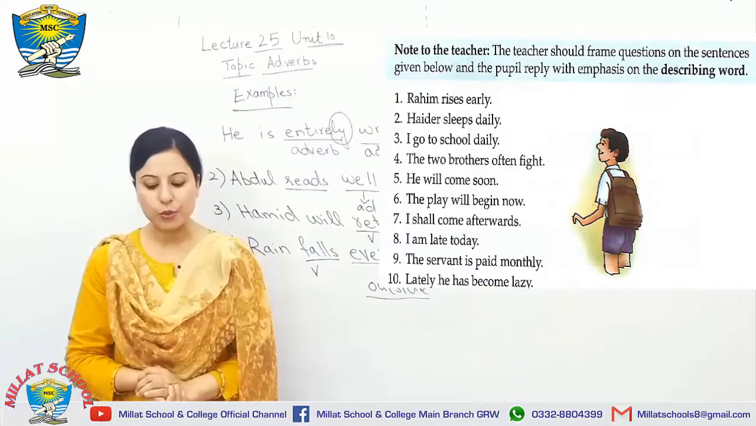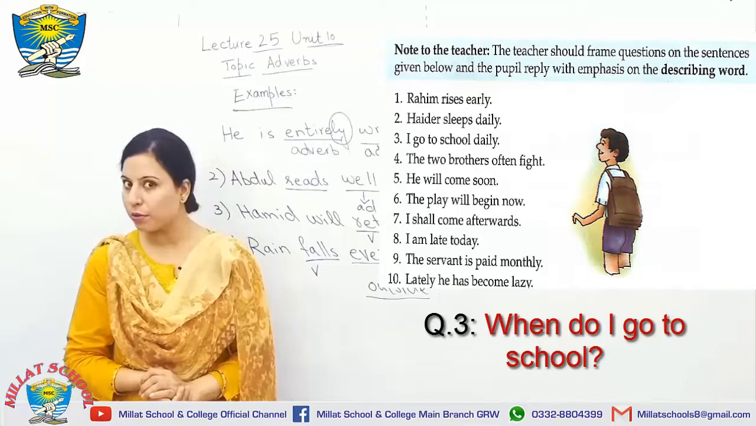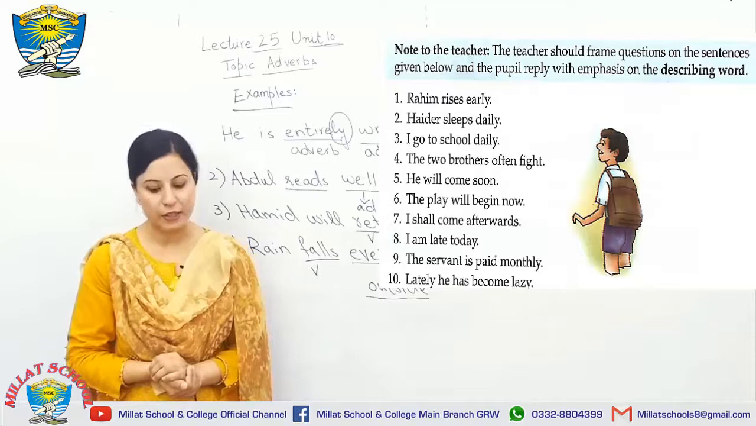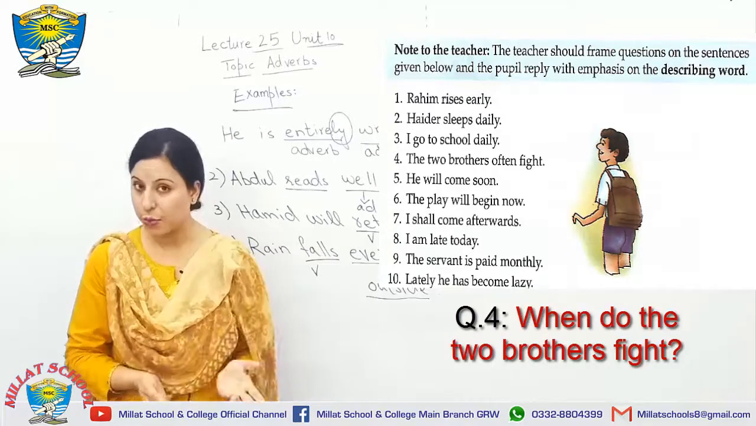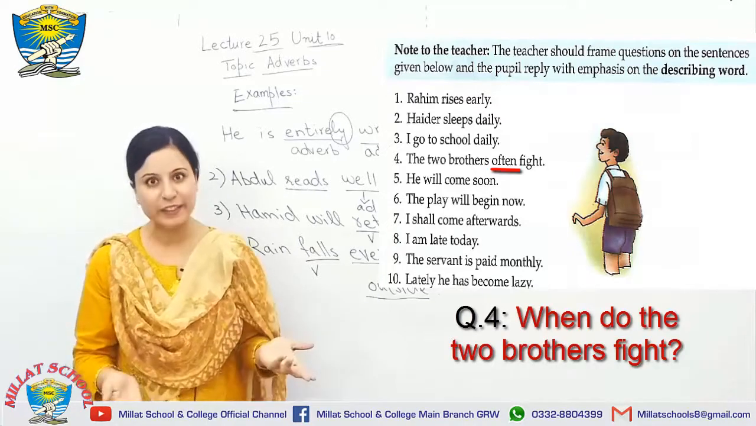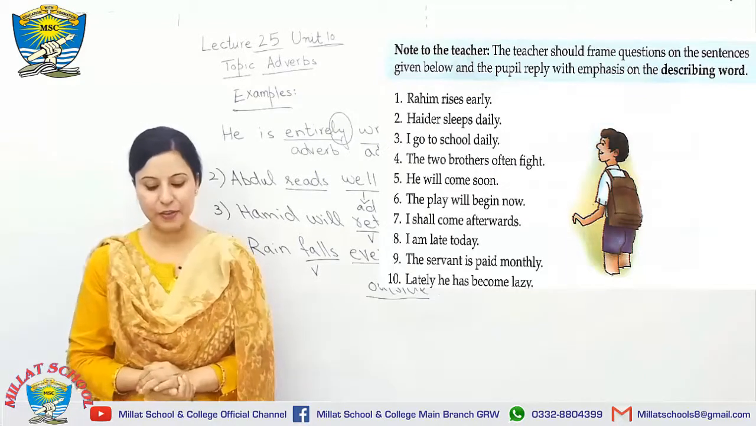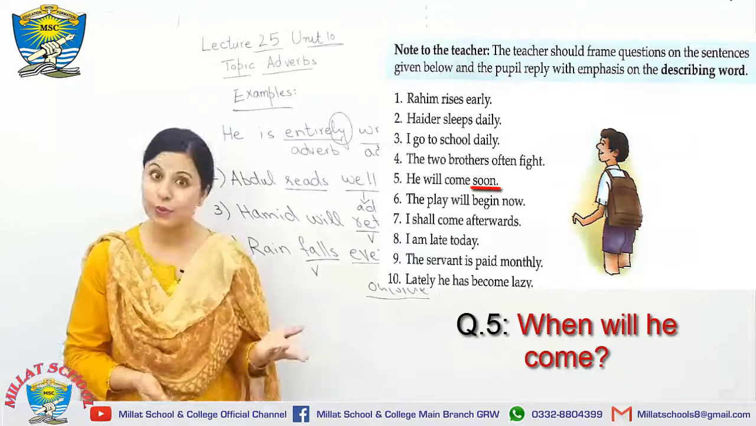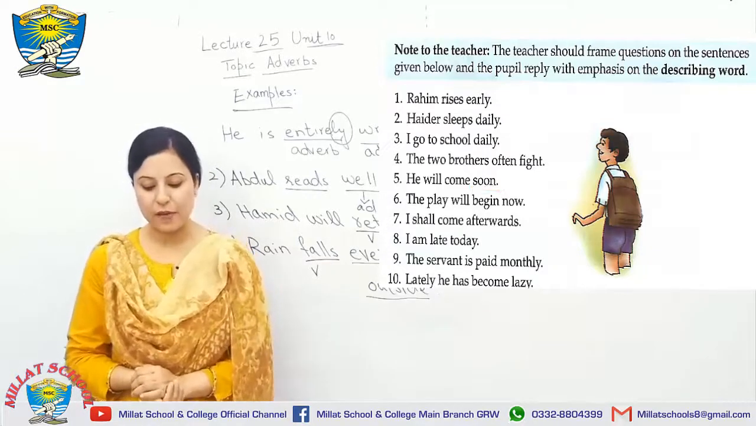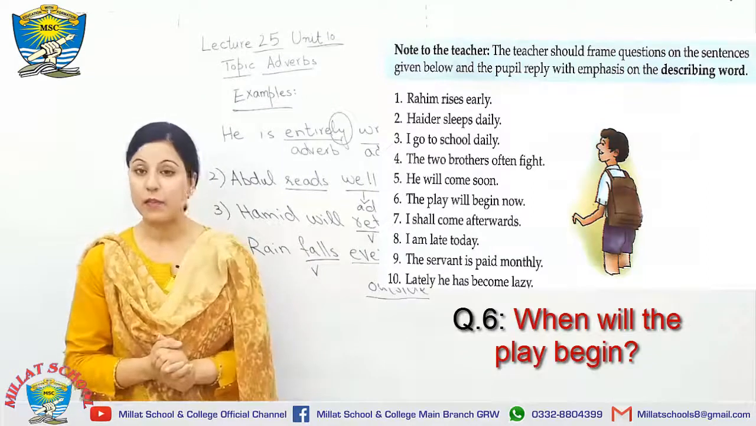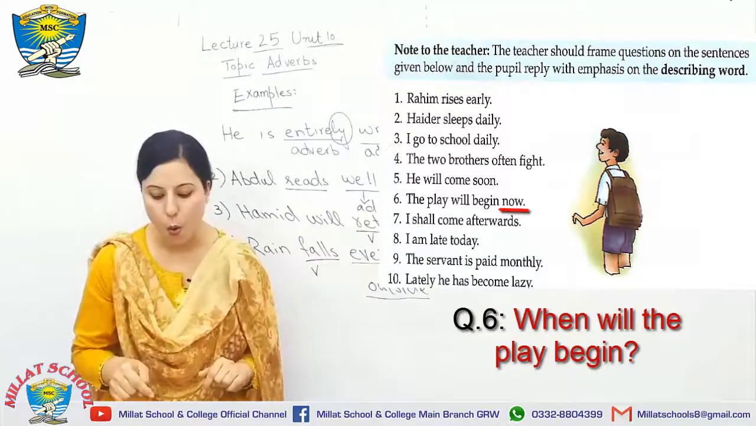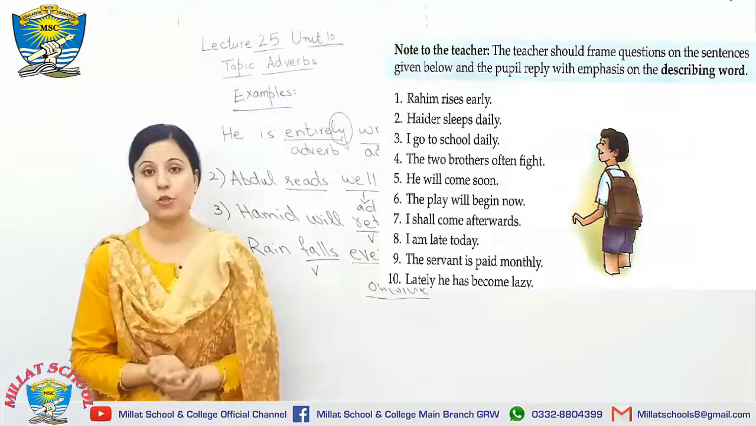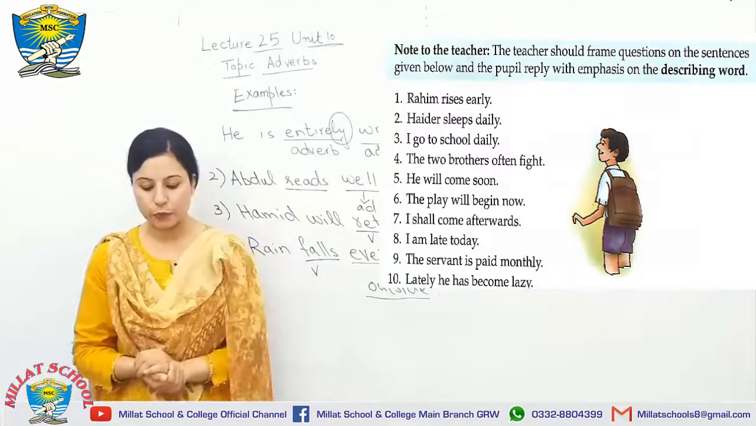Number 3, I go to school daily. When do I go to school? Daily. Number 4, the two brothers often fight. When do the two brothers fight? Often. Yes. Number 5, he will come soon. When will he come? Soon. Number 6, the play will begin now. When will the play begin? Now. So the rest of the sentences will be done by you, but first don't forget to make the questions of it. Let's move to more examples.